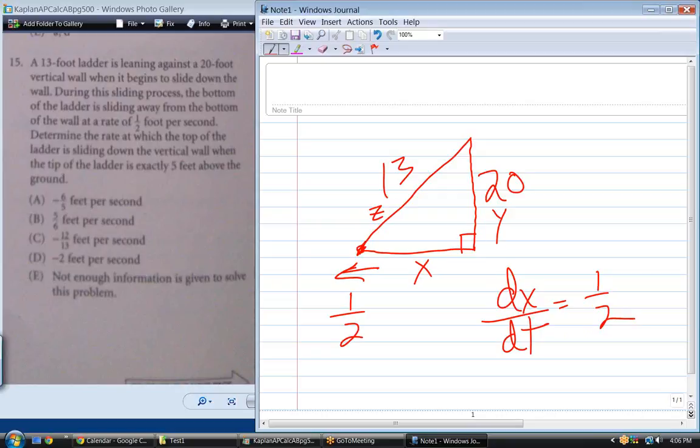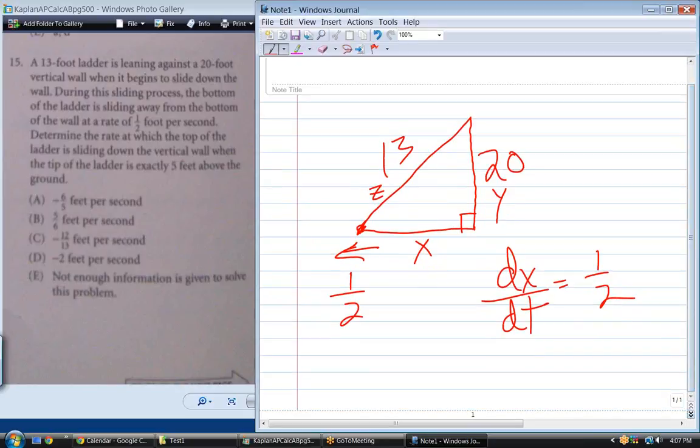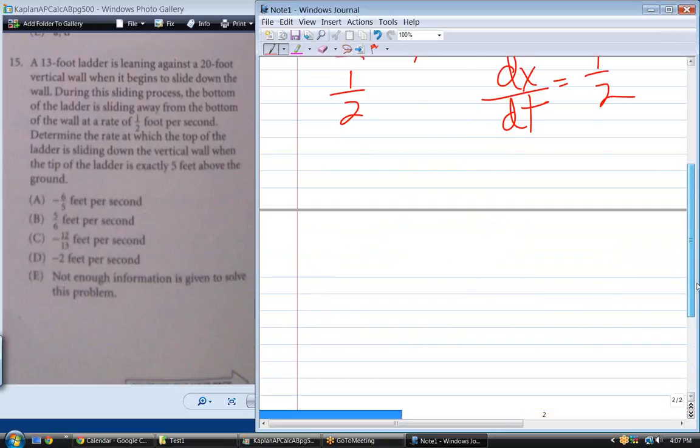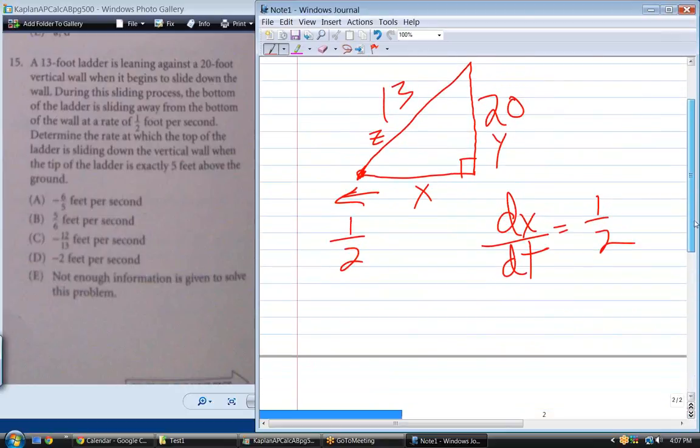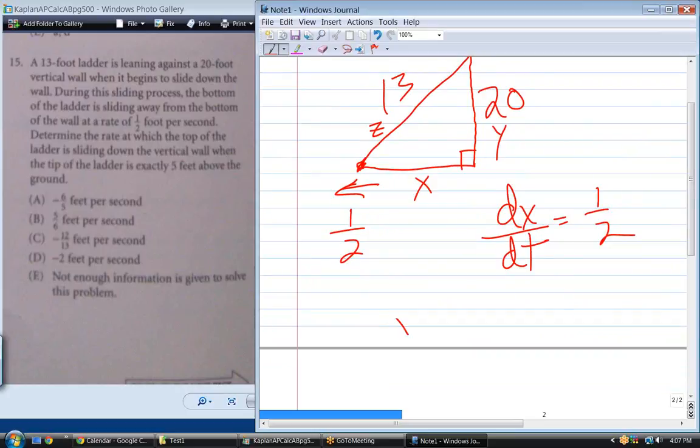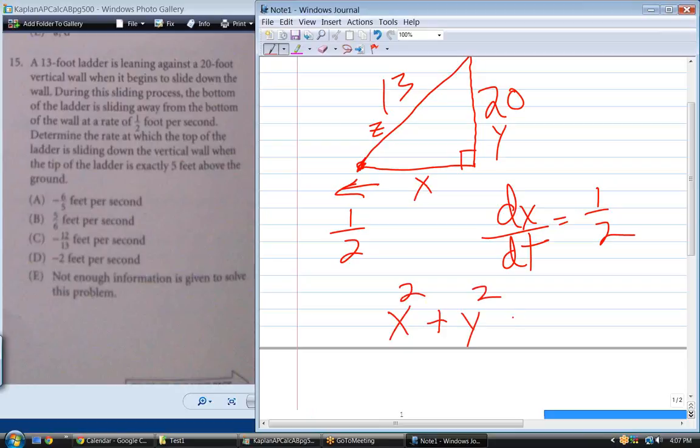Okay, well, what's the overall fundamental equation that I'm starting with here? What equation describes this triangle? Very fundamental. It's a right triangle. What's the Pythagorean theorem? x squared plus y squared equals z squared. So that's the fundamental equation.